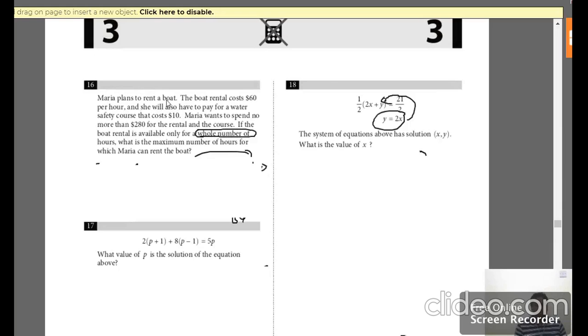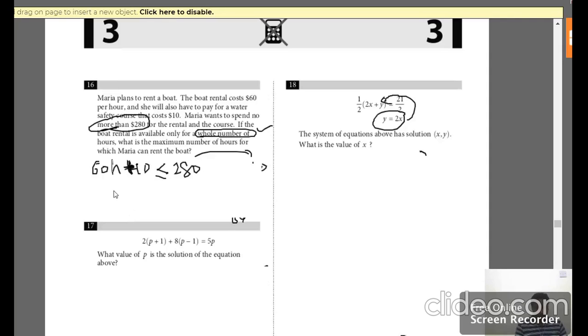Maria plans to rent a boat. The boat rental costs $60 per hour. So we'll write 60 per hour, we'll write H. And additionally, how many dollars is she spending? $10 for water. And it is no more than, again we have a word, no more than 280. So no more than means it should not go beyond 280. So we need to work it out and give our answer as a whole number, so we have to be a little bit careful. This is positive 10 for water that she is paying extra.